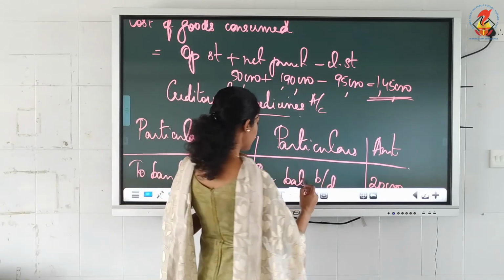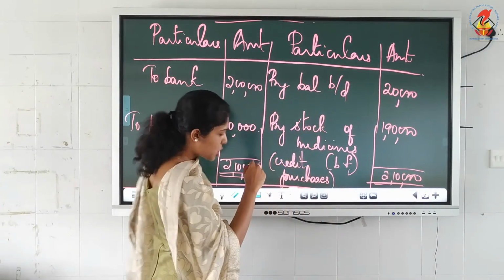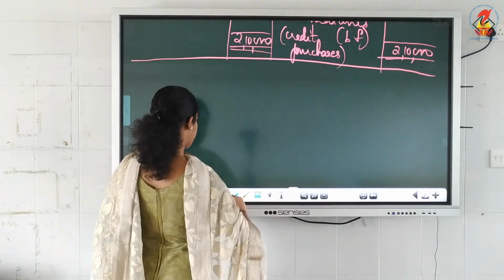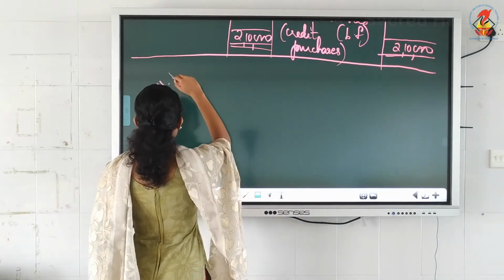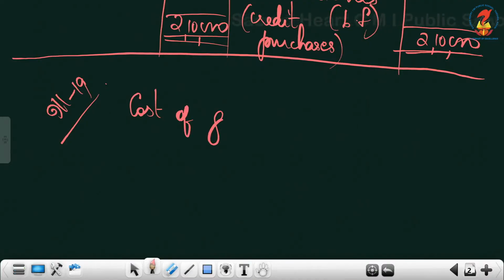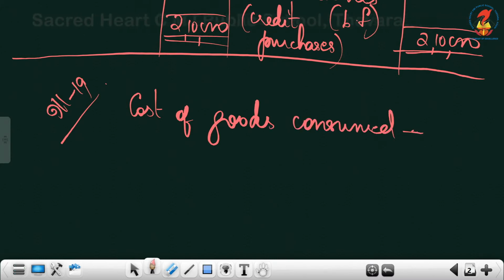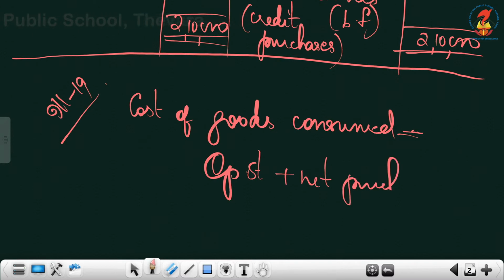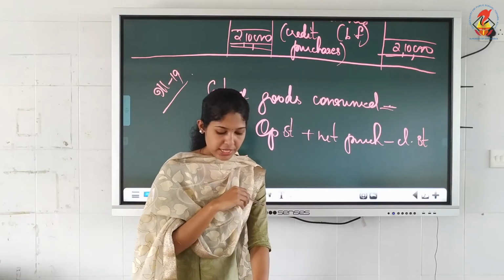So again you have to write the formula. We are doing illustration number 19. So cost of goods consumed will be equal to opening stock plus net purchases minus closing stock. Okay, we have opening stock in the question.